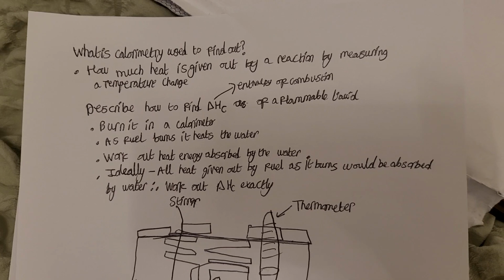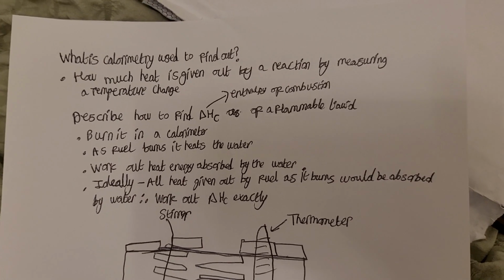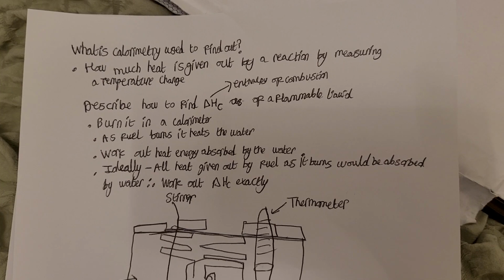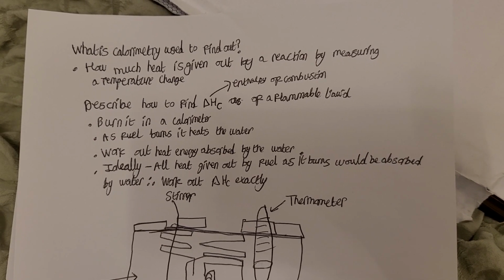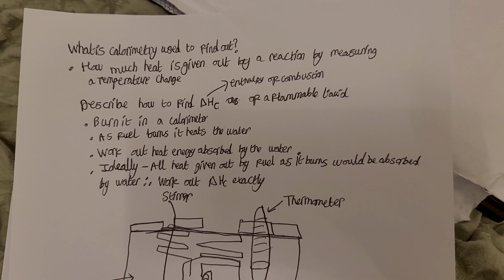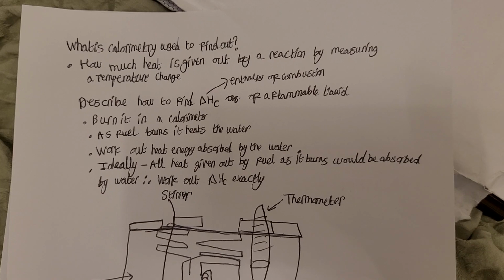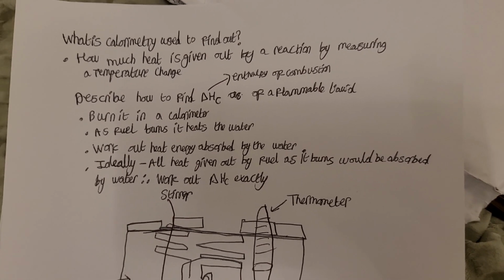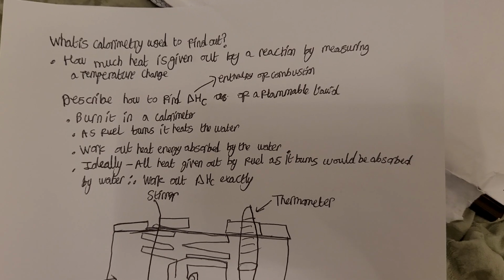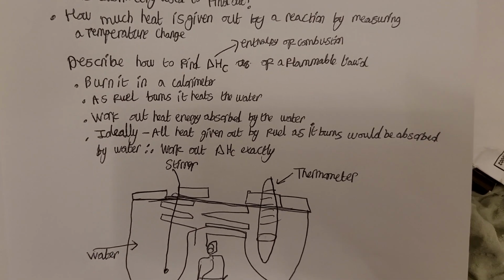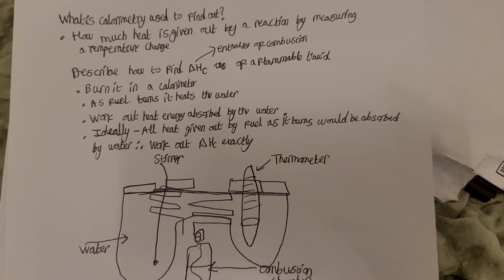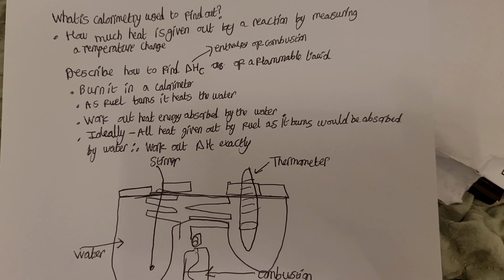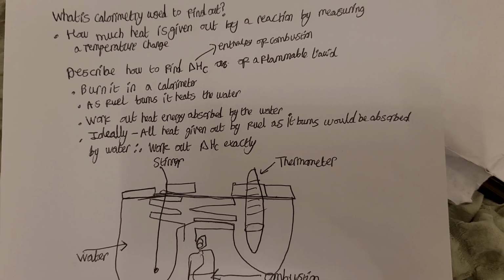And now it says, describe how to find the enthalpy of combustion of a flammable liquid. We want to burn it in a calorimeter. As the fuel burns, it heats the water, and then we can work out the heat energy absorbed by the water, as we're given the specific heat capacity, the mass, etc. Ideally, all the heat given out by the fuel as it burns would be absorbed by the water, and therefore we can work out the enthalpy of combustion exactly.